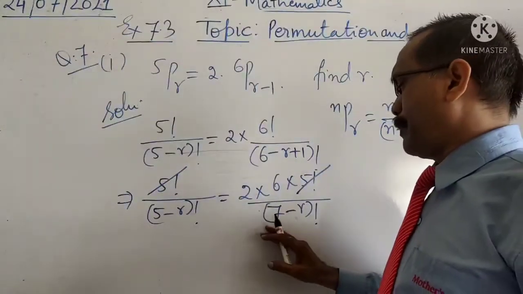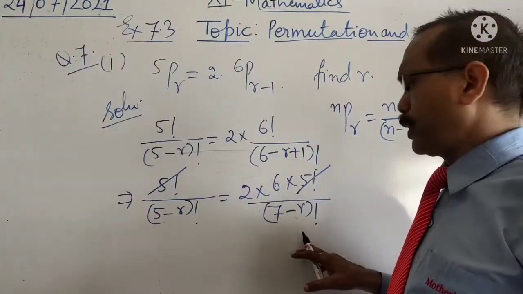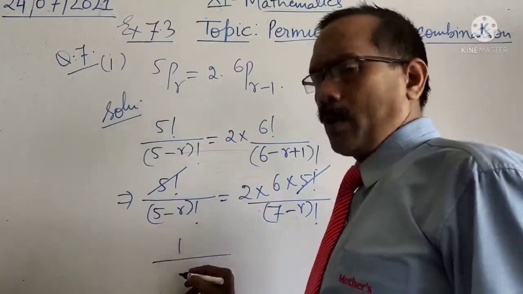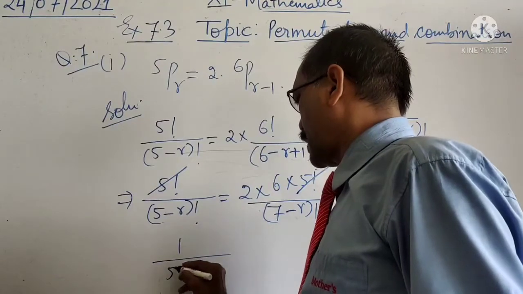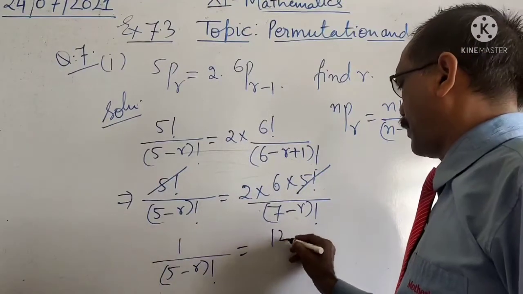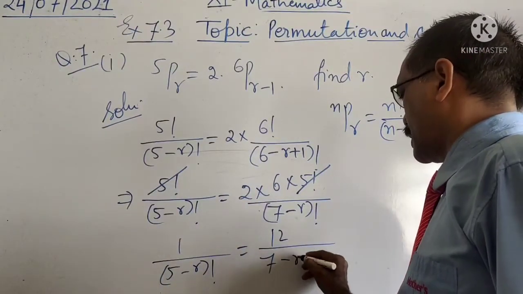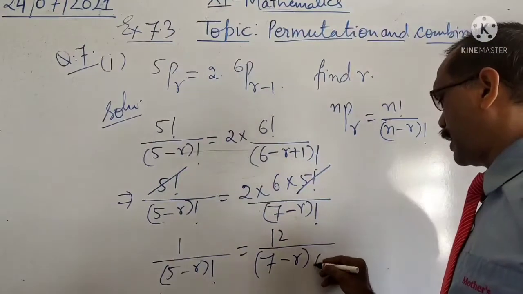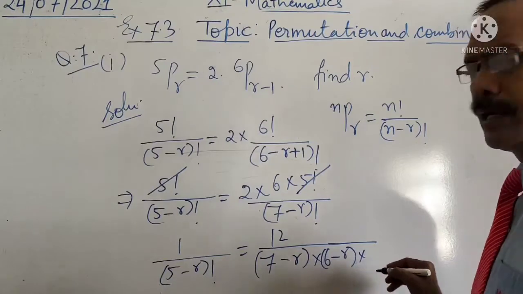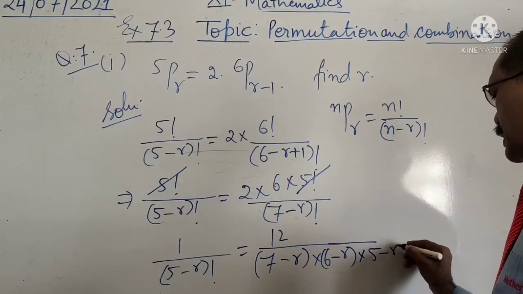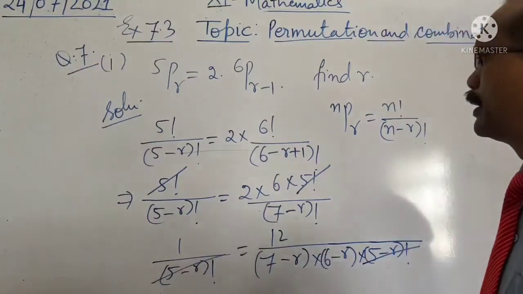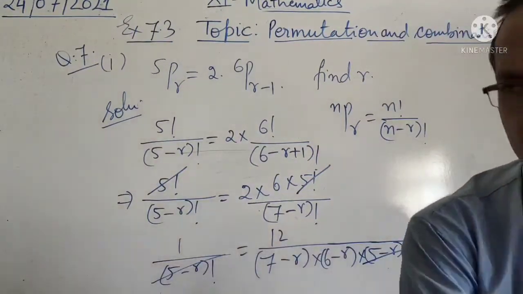Dear student, now we will break 7 minus r factorial down till 5 minus r. So it is 1 upon (5 minus r) factorial equal to 12 upon (7 minus r) into (6 minus r) into (5 minus r) factorial. Now this is cancelled out. Now we simplify.